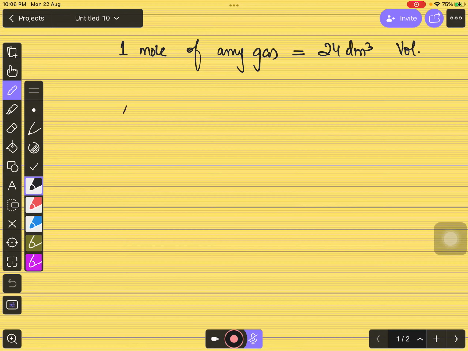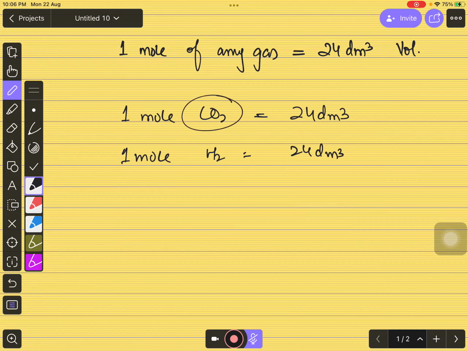volume. For example, if you have 1 mole carbon dioxide it will have 24 decimeter cube volume. If you have 1 mole hydrogen gas it will have 24 decimeter cube volume. So you can even see कि कार्बन डाइऑक्साइड जो है एक गैस उसका जो Mr होता है वो 44 होता है और जो हाइड्रोजन गैस है उसका Mr 2 है. There is a difference of Mr over here. तो definitely Mr का difference है तो diffusion में भी difference होना चाहिए, और हर चीज में difference होना चाहिए.